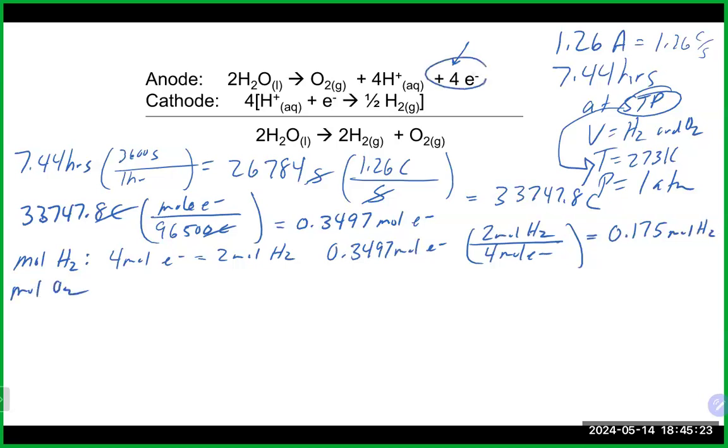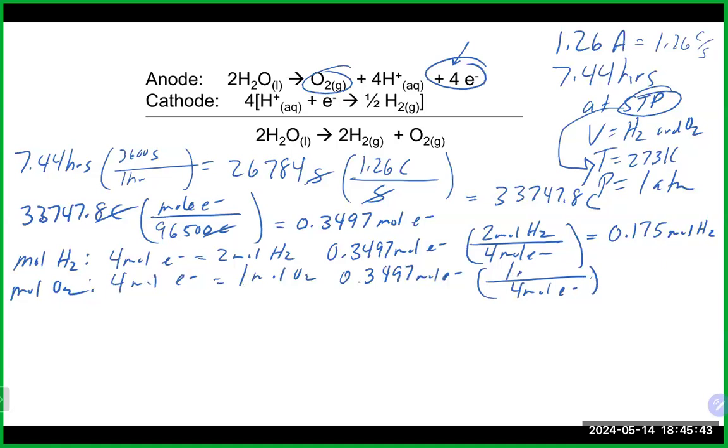We'll do the same thing for our oxygen. Going to here, it is a 4-to-1 relationship. So 4 moles of electrons give us 1 mole of O2. So we'll use our moles of electrons and our relationship there, 4 moles of electrons, 1 mole of O2. Going to get us 0.350, I'll call it, moles of oxygen. Any questions up to there?